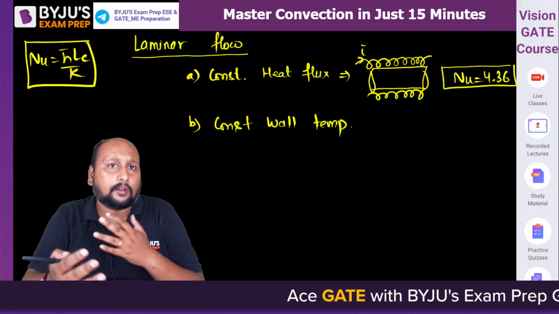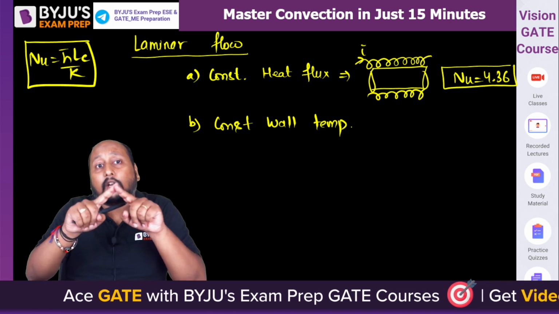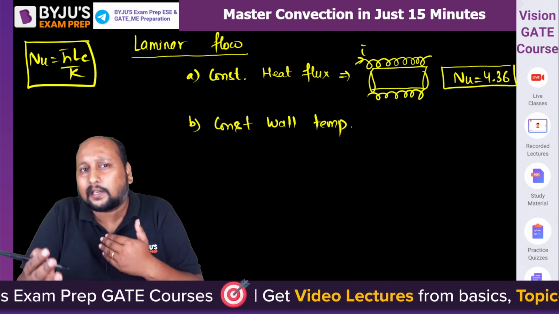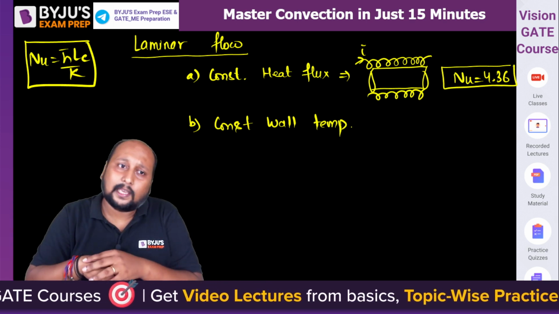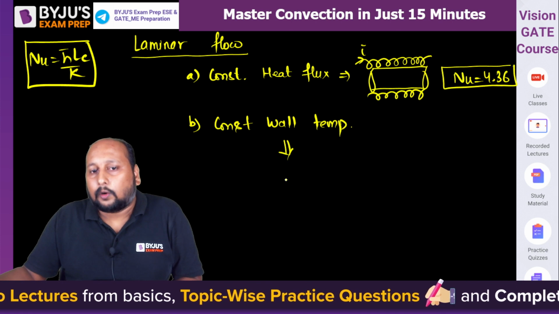Normally we will come across a circular duct. Even if you have a non-circular duct, that is a square or a rectangle, then we can use the simple formulation of characteristic length equal to 2AB upon A plus B. Now for constant wall temperature, how can we obtain this?